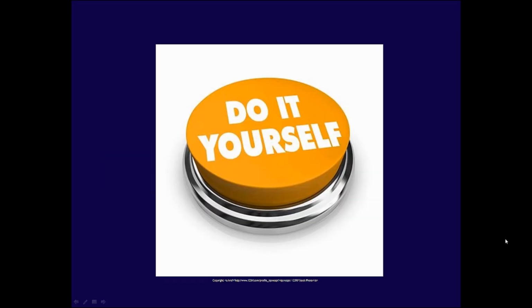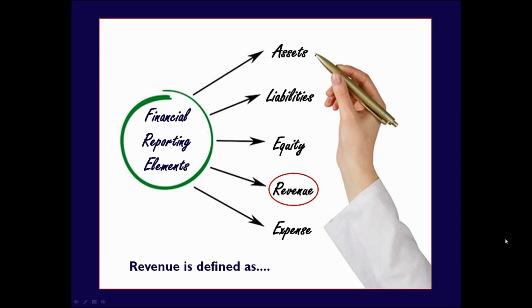So, what is your equity or wealth position? It's easy to calculate your equity. All you do is take the value of your assets and deduct the value of your liabilities. What is left over is equal to your equity or your wealth. Let's move on to the element revenue and its definition.